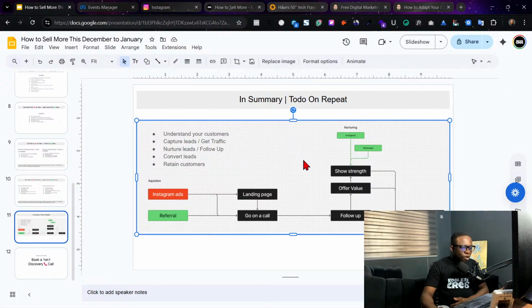So, what would your lead or sales funnel look like? It could look like something like this, right? How do you acquire your customers? You can acquire your customers through Instagram ads, or through referrals, or through YouTube, wherever you get them from. Then take them to a landing page. There are some people that don't need landing pages, people that just need a call, especially the referrals. Once you get them, you get them on a call straight up. So this is for service-based.